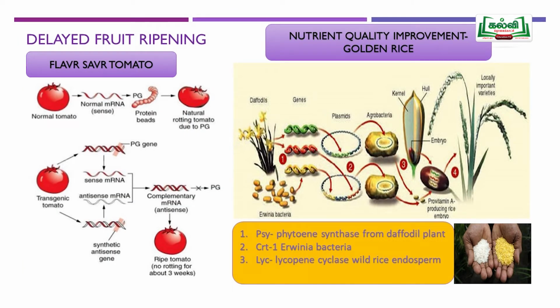The next one is delayed fruit ripening. The economy of the nation also benefits from fruit, from exporting it from one place to another. In the delayed fruit ripening technique, we use antisense technology. Normally, how does the fruit ripen and get wasted? After fruit formation, fruit ripening and maturation take place.